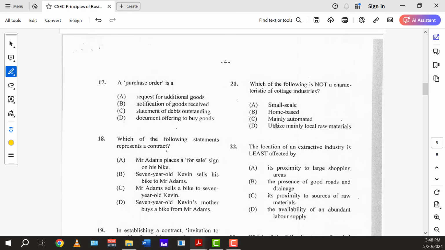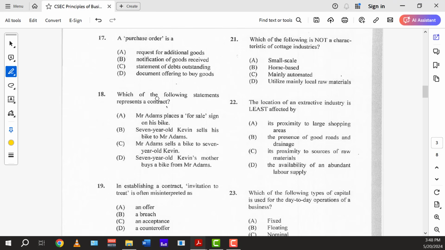Alright, number 17. Purchase order is A. Request for additional goods, B. Notification of goods received, C. Statement of debt outstanding, or D. Document offering to buy goods, which is the answer.